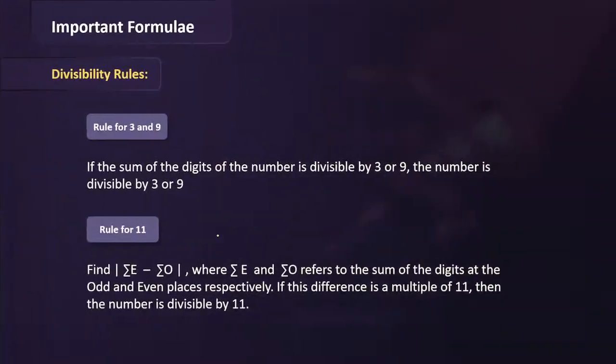Now next is the rule for 3 and 9. The rule for 3 and 9 is the sum of the digits for both of them. The rule for 11 is: look at the numbers at even places and at odd places separately. Calculate their sums and then calculate the difference of their summations. If this difference that comes out is a multiple of 11, then the actual number will also be a multiple of 11. Otherwise, it is not. So this is a very basic divisibility rule for 11.